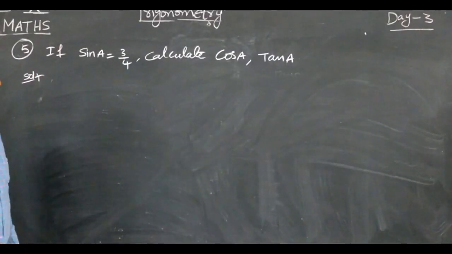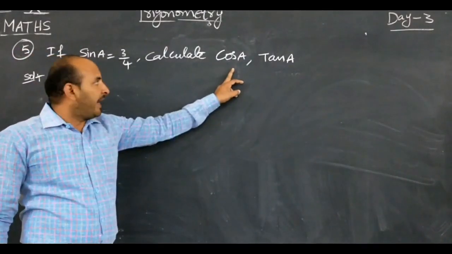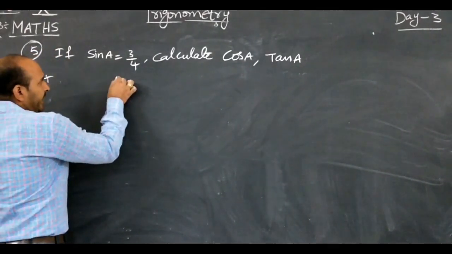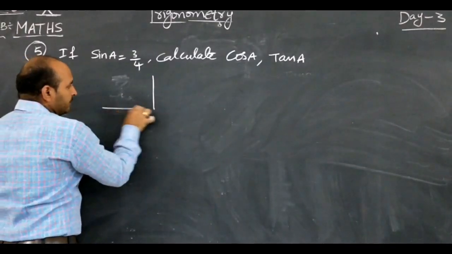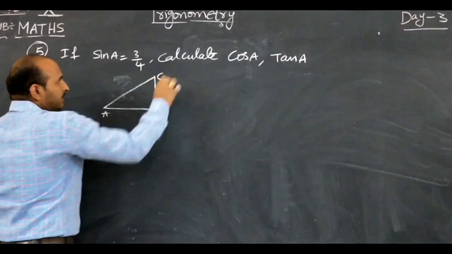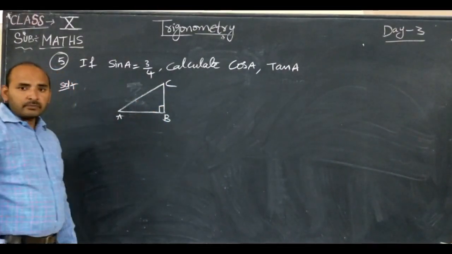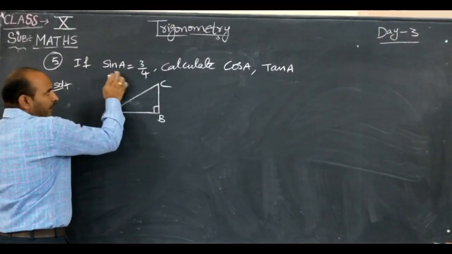So now the next problem: if sin A is equal to 3 by 4, calculate cos A and tan A. So let us take a right angle triangle. This is A, this is B, this is C. In the right angle triangle, the angle is at B. And sin A value is also given.